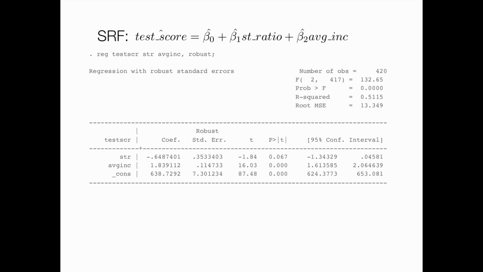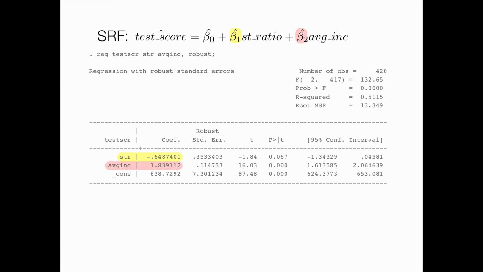Now take a look at this sample regression function. Y still corresponds to test scores as before, and x1 still corresponds to student-teacher ratios, but now we have an additional covariate, average income. Beta 1 hat corresponds to the coefficient in the data output, and beta 2 hat corresponds to this next coefficient.